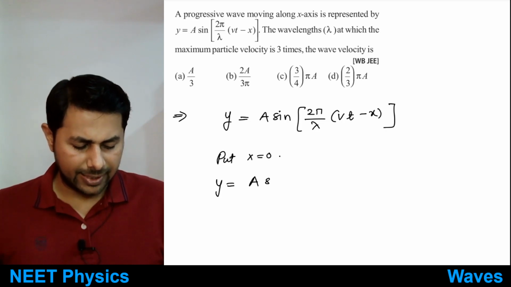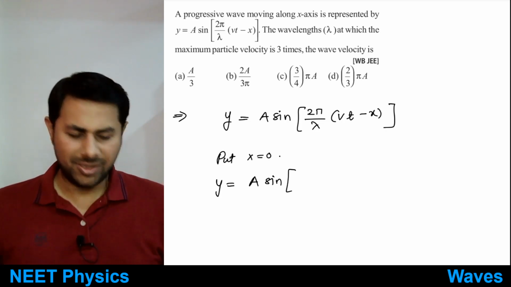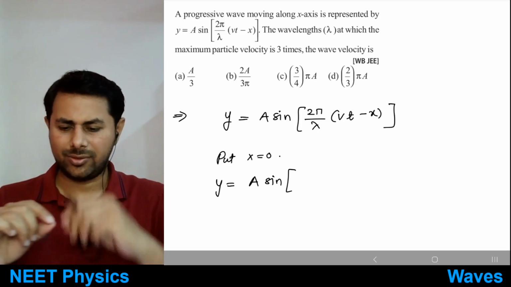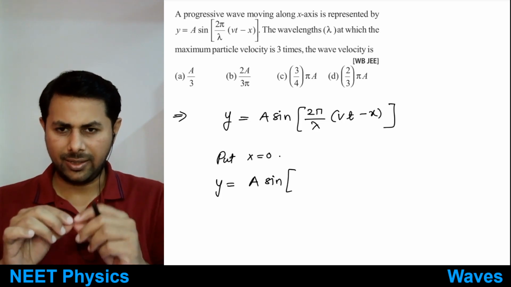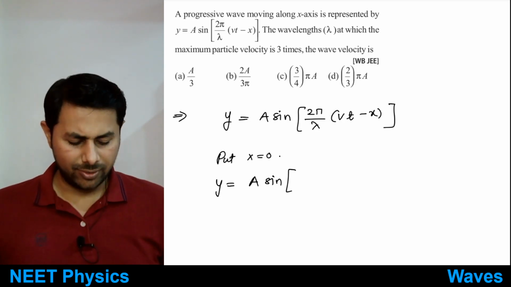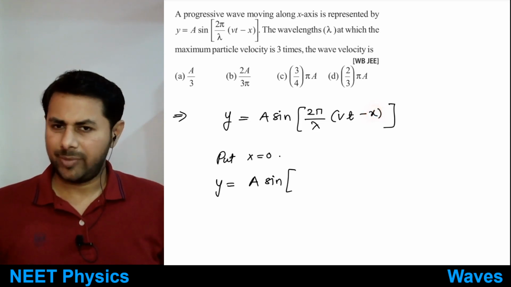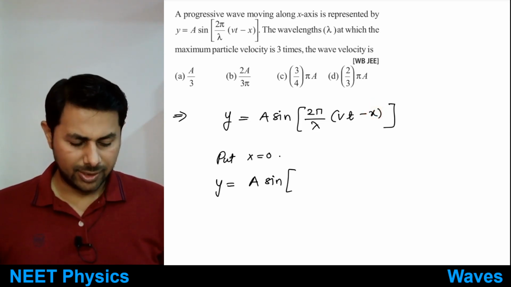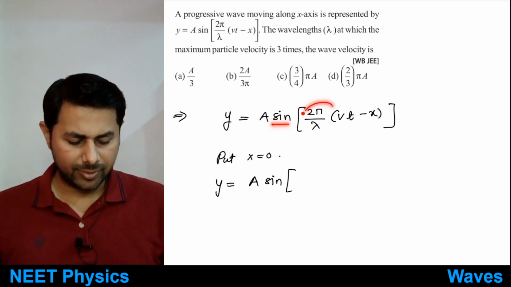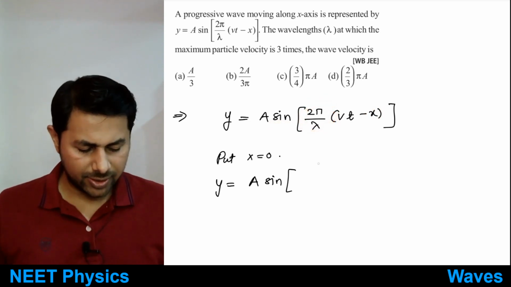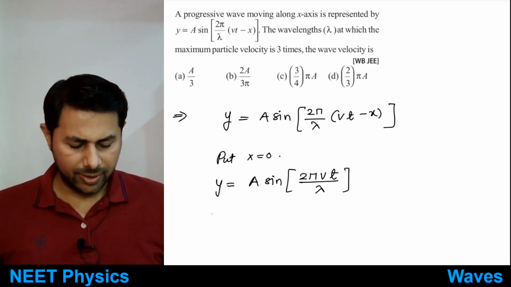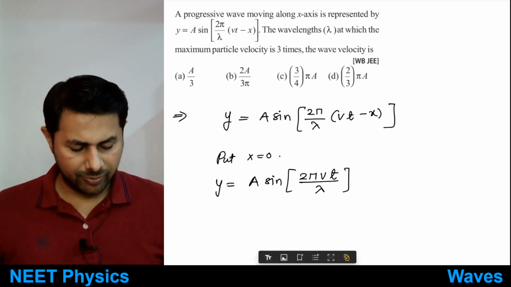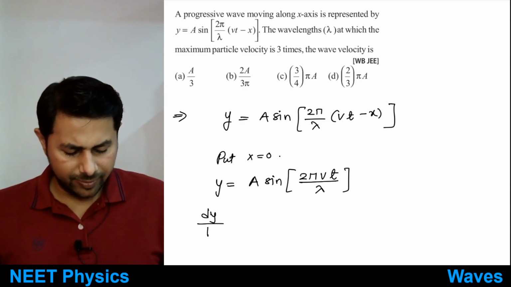I get a times sine of, see, because particles at all positions will oscillate with the same frequency, and their maximum velocity would be equal. So if I take x equal to 0, it makes no difference. Okay, then I have a sine of this thing. What is this thing? Just multiply it out. So it is 2 pi vt by lambda. Okay, then take its derivative. Then what do you get? dy by dt.